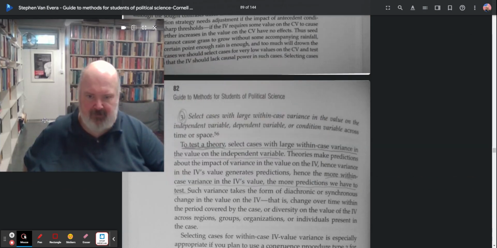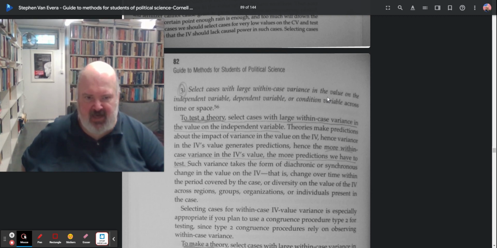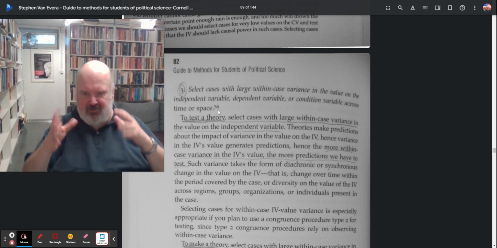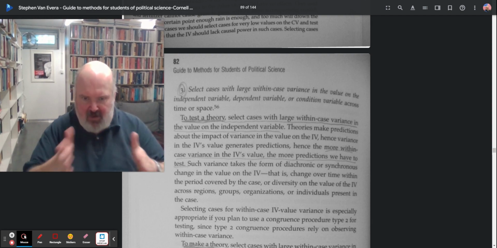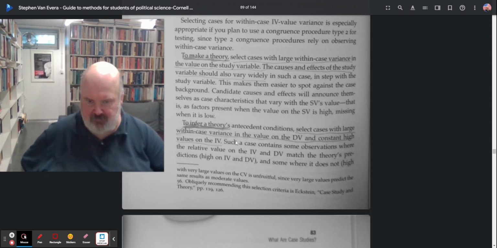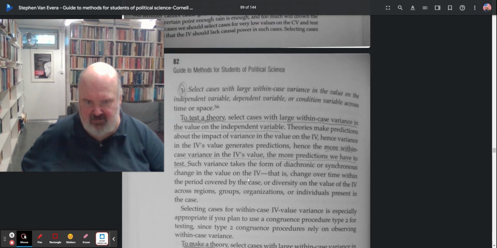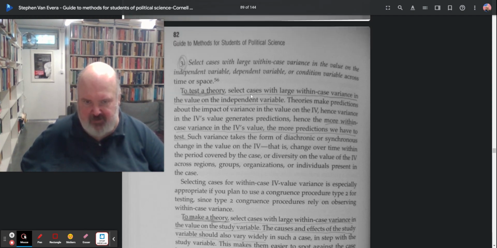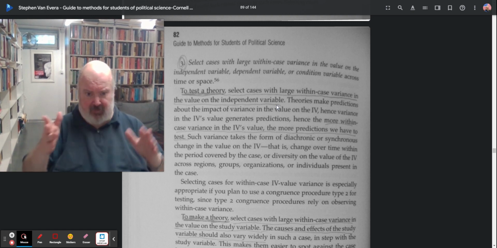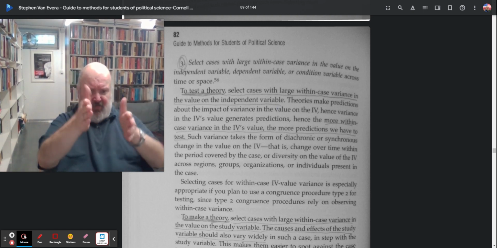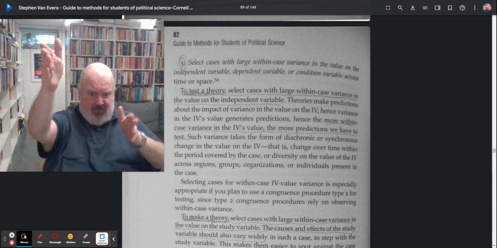Okay, now turn to 3. Select cases with large within-case variance in the value on the independent variable, dependent variable, or the conditional variable across time and space, right? So therefore, you're going to select cases with large within-case variance, over time and space. Obliquely recommending this case criterion is Eccleston. To test a theory, select cases with large within-case variance in the value on the independent variable.